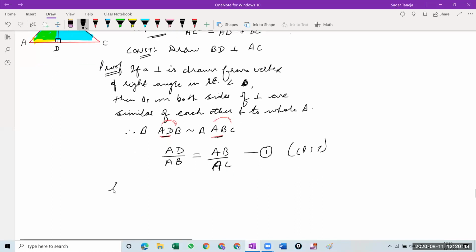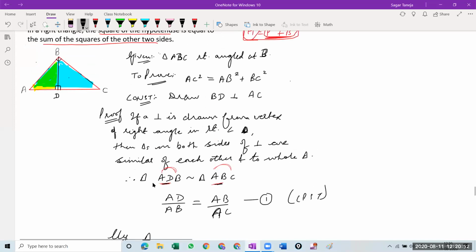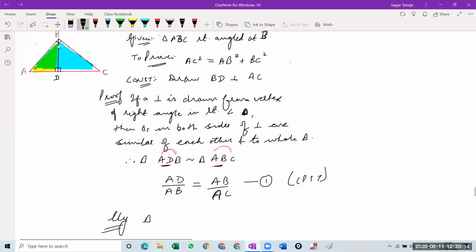Similarly, we can write triangle BDC. It's also similar to ABC. So how am I naming this? B, then right angle, then C, angle BDC, similar to triangle A, then right angle, then C, ABC. Let it be the second equation.